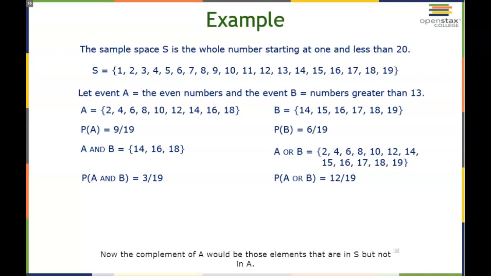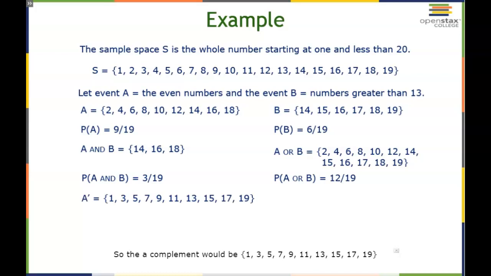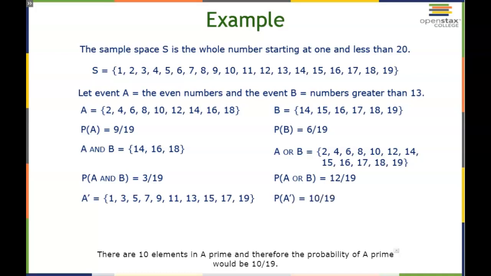Now, the complement of A would be those elements that are in S, but not in A. So the A complement would be 1, 3, 5, 7, 9, 11, 13, 15, 17, 19. What would be the probability of the complement of A, or A prime? How many elements are in A prime? There are 10 elements in A prime, and therefore the probability of A prime would be 10/19.